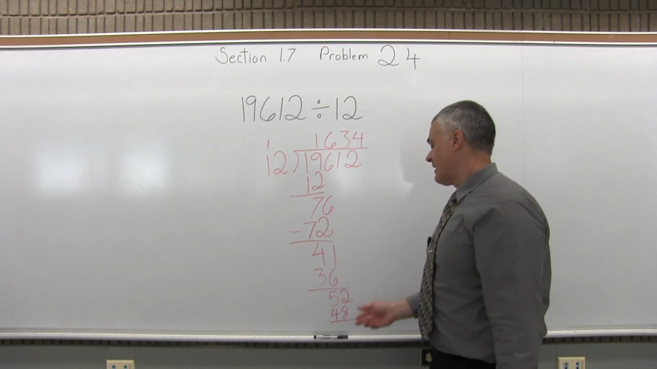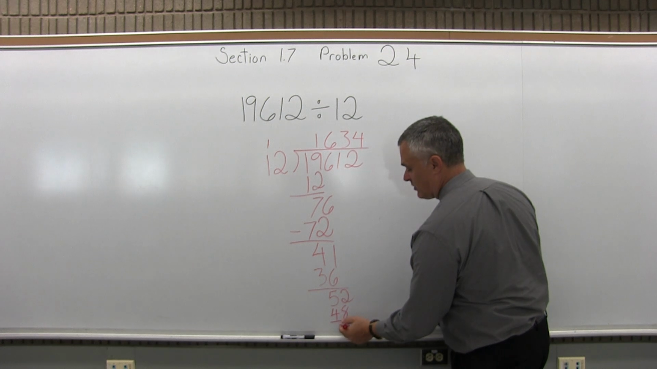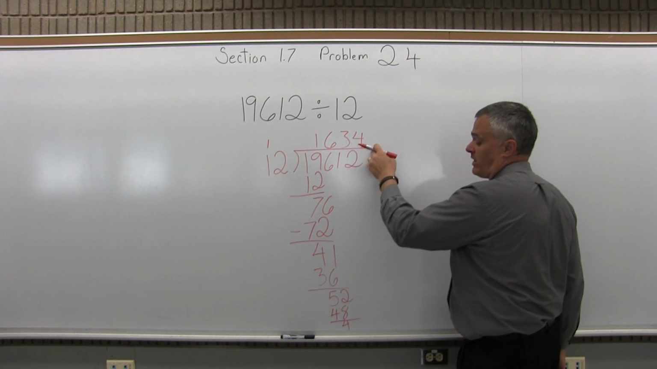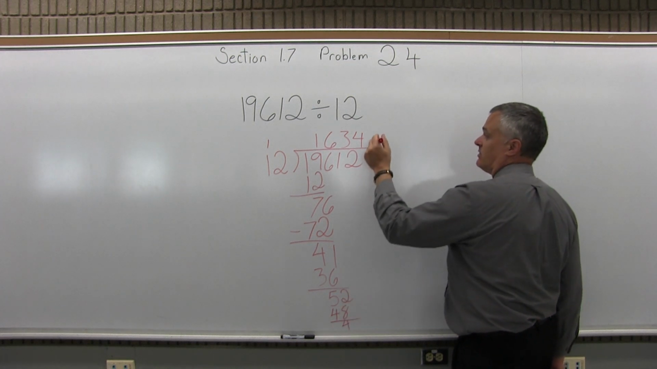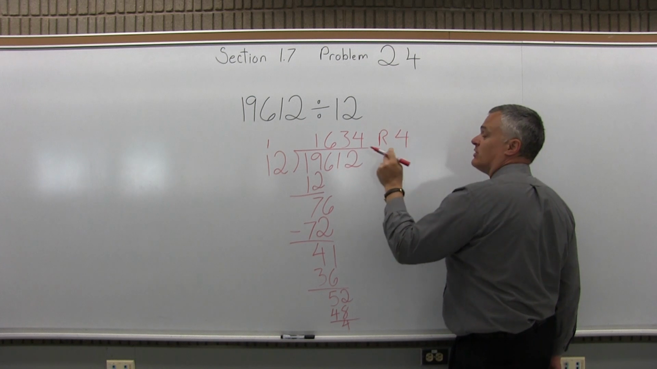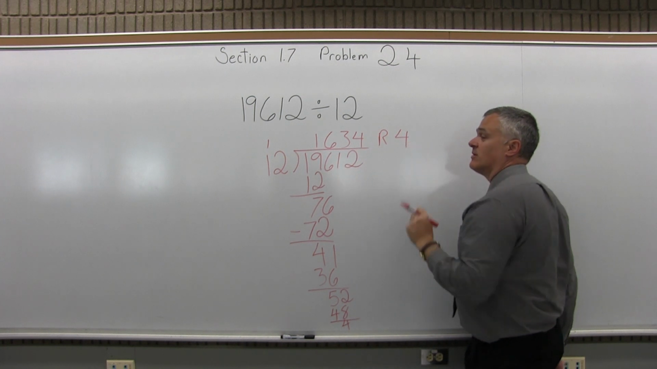And now I finish by subtracting 52 minus 48, which is 4. So that there is no more next digit. So that 4 is what you would call the remainder. So I use a capital R for remainder. So the answer is 1,634 with a remainder of 4.